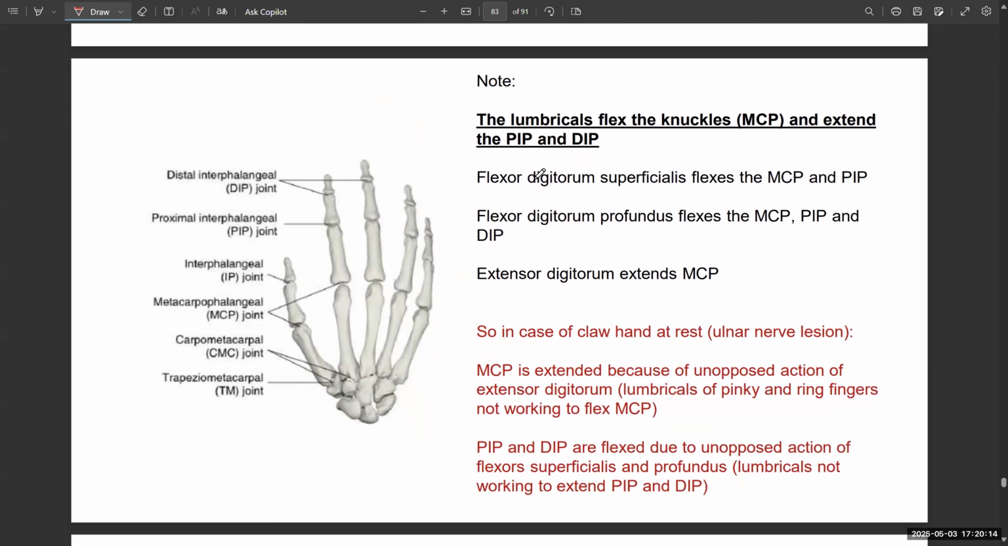Simple. The flexor digitorum superficialis flexes the MCP and the PIP. Profundus flexes the MCP, PIP, and DIP. And extensor digitorum extends the knuckles.